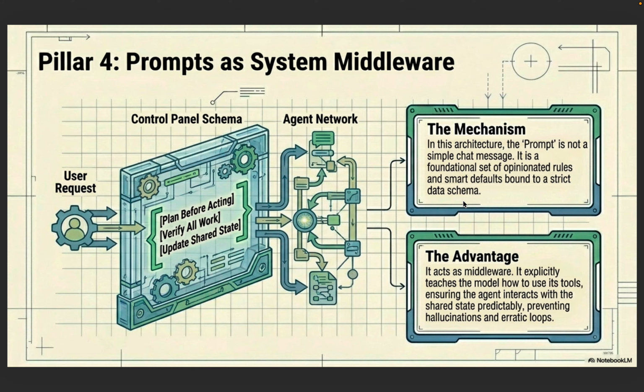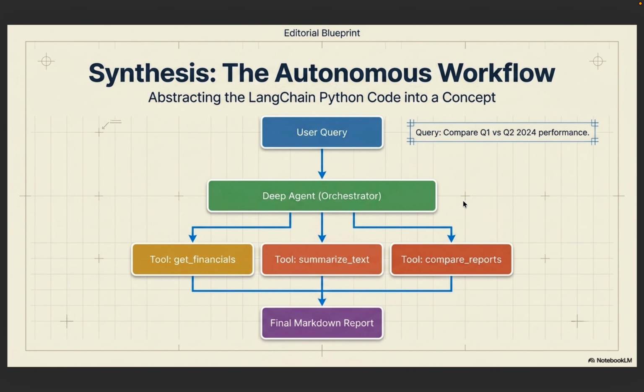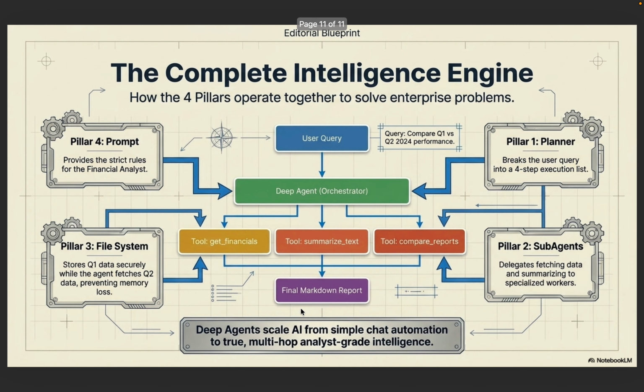Now let's understand at a high level what's happening. For example, if this is my query, compare Q1 and Q2 2024 performance. So this is my user query, and we will have a user agent orchestrator. Based on this query, we will call different tools, and finally we will combine and generate the result. This is the high level architecture of the deep agents.